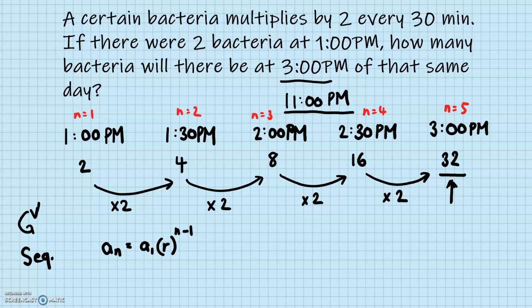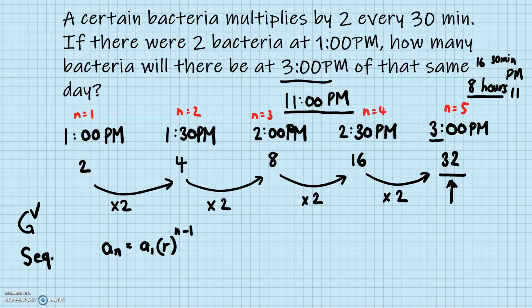Well, if you think from 3 o'clock to 11 o'clock, that's going to be 8 hours in between. But since we're counting for 30-minute intervals, how many 30-minute intervals are there in 8 hours? Well, for each 1 hour, there are 2 30-minute intervals. So that means there's going to be 16 30-minute intervals between 3 and 11.